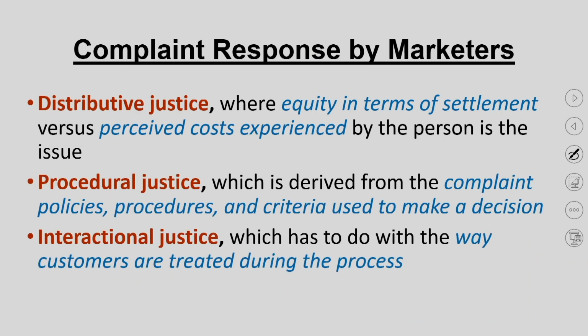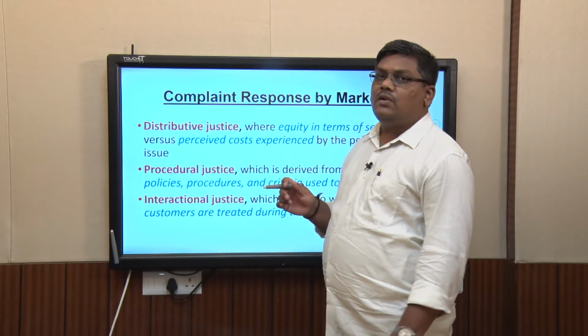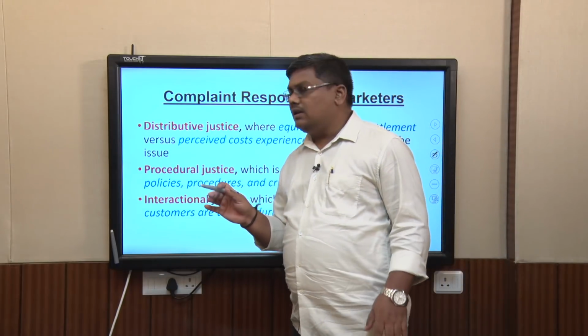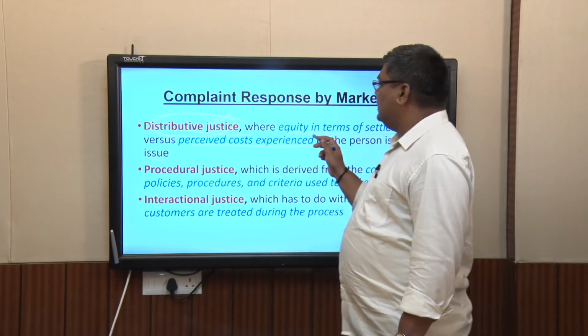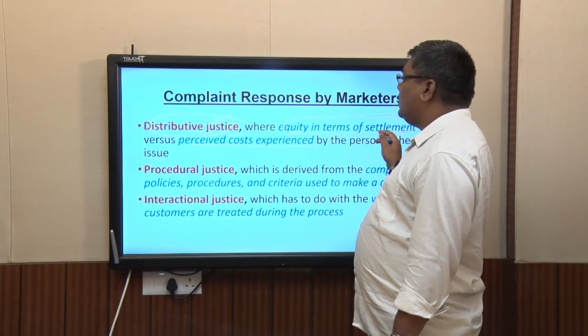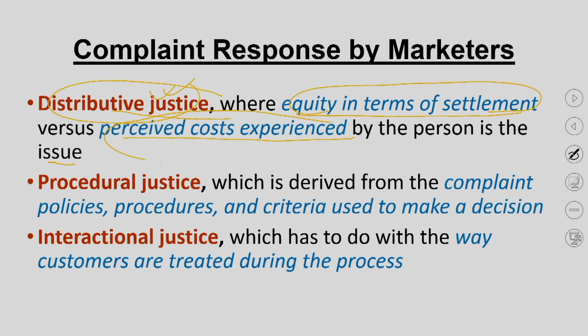So, what can the marketer do, or how does the marketer take care of this complaint? What the consumer wants is three kinds of justice, and this is what the marketer can do. One is called distributive justice, where there is equity in terms of settlement versus the perceived cost experienced by the person in the issue. So, what the marketer can do is establish or maintain distributive justice, in which there is equity in terms of settlement. Whatever cost the consumer has experienced in buying that product and seeing it fail is reimbursed through settlement.